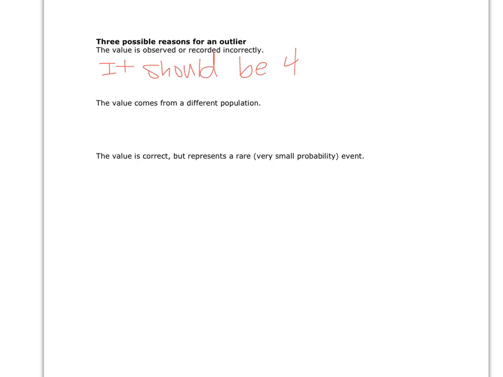Or the value could maybe come from a different population. Maybe the 14 is a football score instead of a soccer score. That would make a lot of sense for it to be a football score. So if we can identify that it was supposed to be a football game score, then we are just going to take it out because it's not appropriate. It's not the same population.